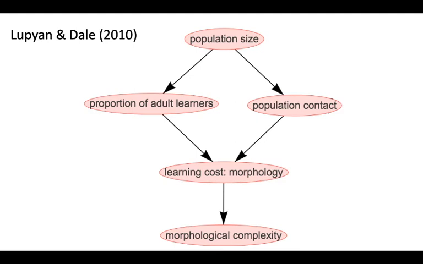So for example, here's one theory from Lupyan and Dale that links the size of a population to the morphological complexity of its language. So they suggested that population size affects the proportion of adult learners in a population and the amount of contact they have with other languages. Both of these might affect the learning cost of morphology in the general population, and so languages might adapt, for example, to adult learners who are less good at learning morphology and better at learning lexical means of expression.